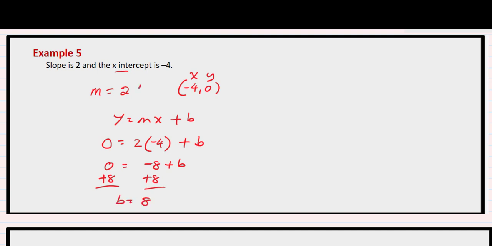Now we have the slope and the y-intercept. We can find the equation. Y equals mx plus b form. Y is equal to 2x plus 8. That will be the equation of the line.